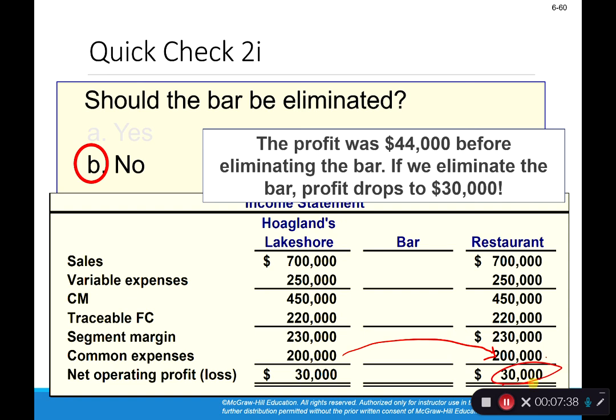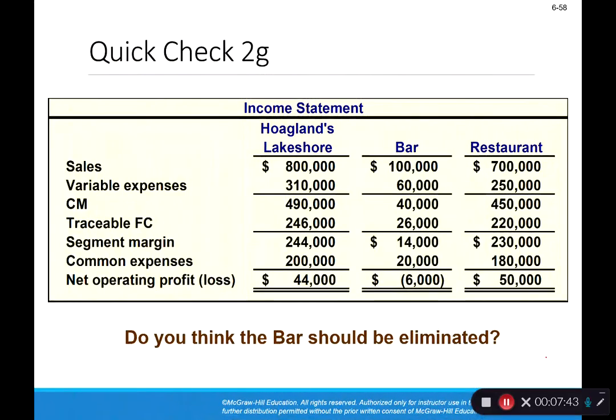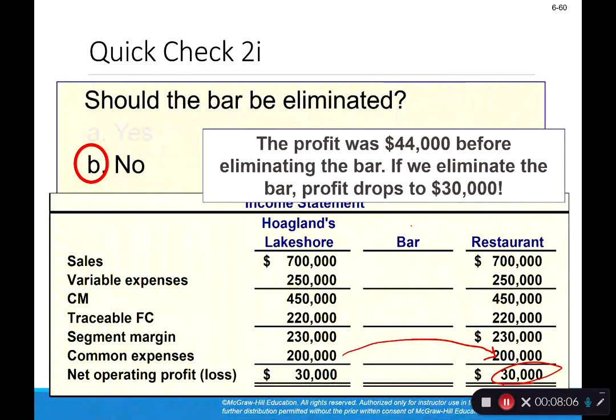The overall income is $30,000. Well, before, when we had both, let me go back to prove it, the overall income was $44,000. What's the difference? Remember that segment margin's important. This bar is contributing $14,000 to the bottom line. So it may appear that the bar's losing $6,000 because you're allocating common costs to it, but really the bar's bringing in an extra 14,000. If you eliminate the bar, your income is going to go down by that 14,000 because the common costs have to go somewhere, and they're going to get all pushed onto the restaurant.